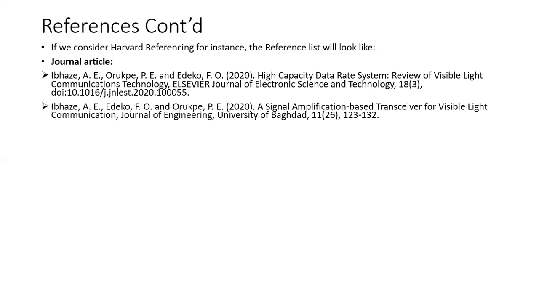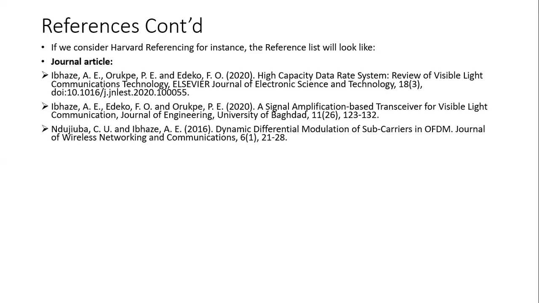Then it could also look something like this. AE, Edeko FO, and Orukpe PE 2020, a signal amplification based transceiver for visible light communication. Then the journal name, Journal of Engineering, University of Baghdad, volume 11, issue 26, page 123 to 132. Then we also have this where we have two authors, Ndujuba, C.U and AWR001, A.E 2016, Dynamic Differential Modulation of Subcarriers in OFDM. Then the journal name is Journal of Wireless Networking and Communication, volume 6, number 11, then page 21 to 28.